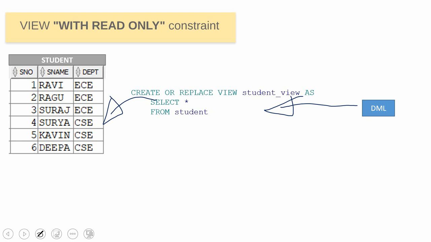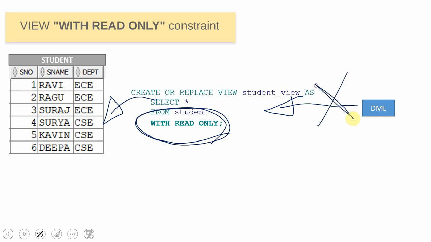However, in a few scenarios, we want to prohibit the DML operation on the view. That means we want to restrict the DML operation on the view. To restrict the DML operation on the view, or to make the view just a read-only view, you just need to specify one additional keyword called with read-only. By specifying this keyword, we will not be able to do any DML operation on the view. In this case, the view becomes a read-only view. Okay, let me quickly show you the demo for the read-only view.